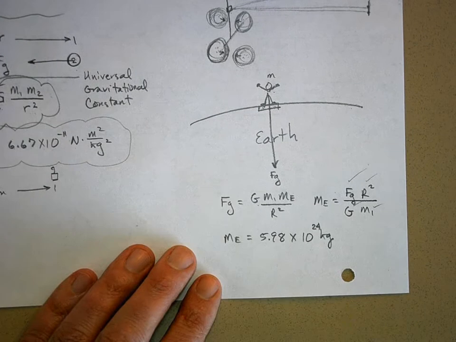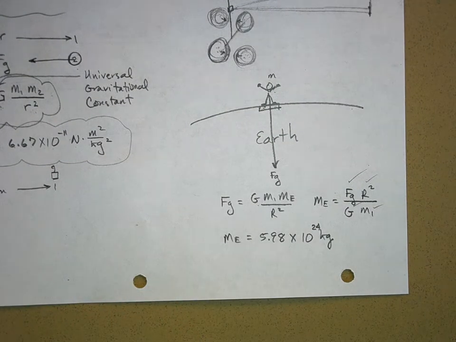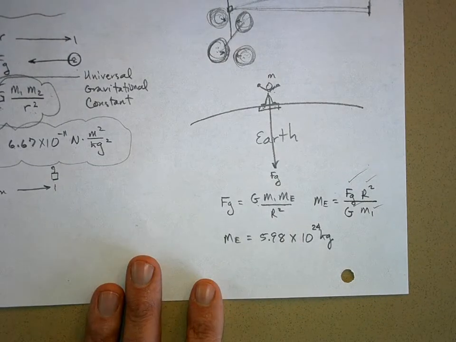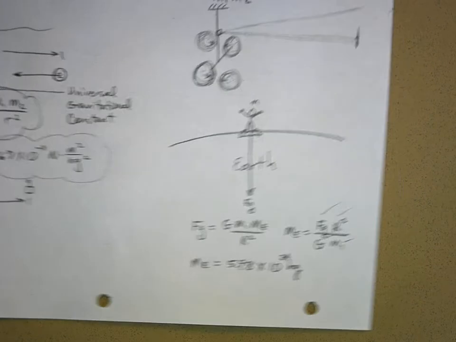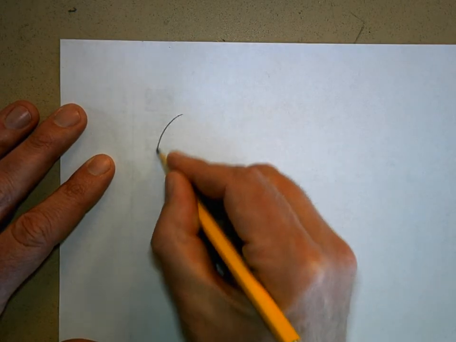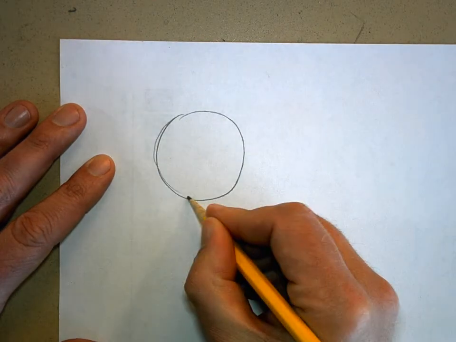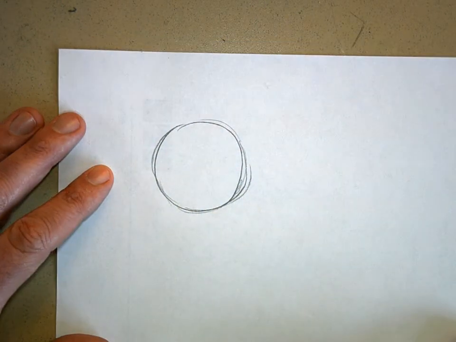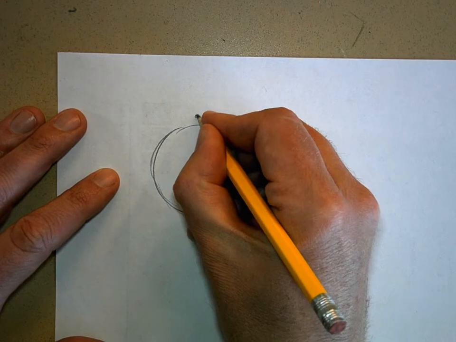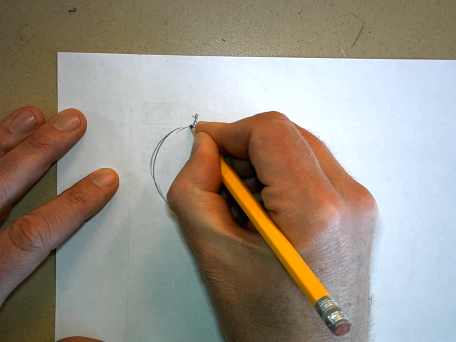Okay, now we're going to derive an expression for how fast you need to go around the Earth and not fall down, to be in orbit around the Earth, using Newton's law of gravity. So imagine here you have the Earth. So here's the Earth. Now imagine that I'm standing here on top of the Earth, not drawn to scale.